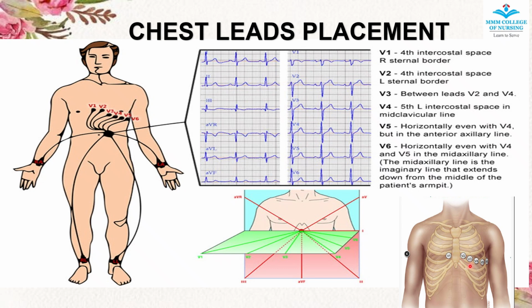Lead V4 is positioned over the 5th intercostal space at the mid-clavicular line, while leads V5 and V6 are positioned horizontally even with lead V4. Lead V5 is usually positioned on the 5th intercostal space at the anterior axillary line, and lead V6 will be positioned on the 5th intercostal space at the mid-axillary line.